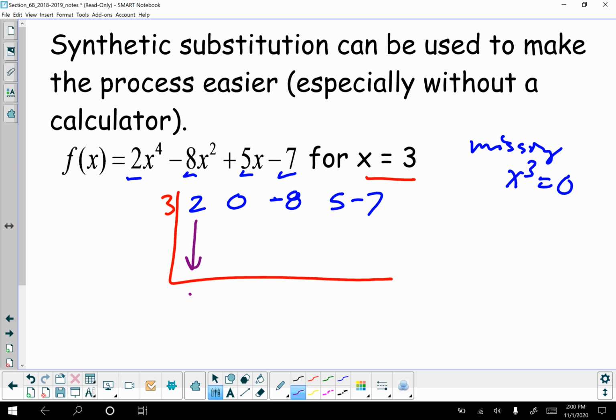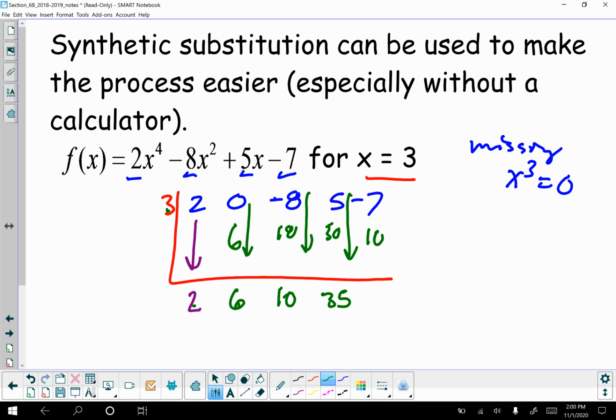Very first step, you bring your lead straight down. And then you're going to go 2 times 3, and that's going to give me 6. And we're going to add this together now. 0 added to 6 is 6. And 6 times 3 is 18. We're going to add straight down. Negative 8 plus 18 is 10. 10 times 3 is 30. Add this straight down, so I get 35. 35 times 3 is 105. Negative 7 added to 105. What is that? 98.